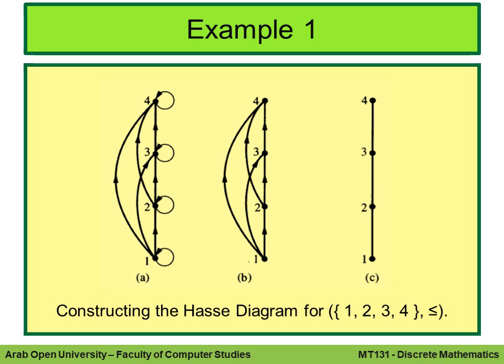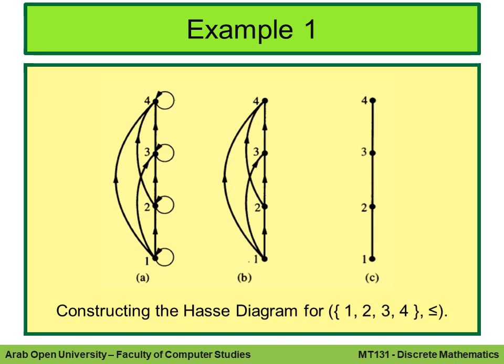Here is now what we do to form a Hasse diagram. The first thing we do is we remove all the loops. Now we don't need them. We know that a Hasse diagram is for a partial order, so we know that every element is related to itself. So that's the first thing we do, remove the loops. We end up with the graph in part B.